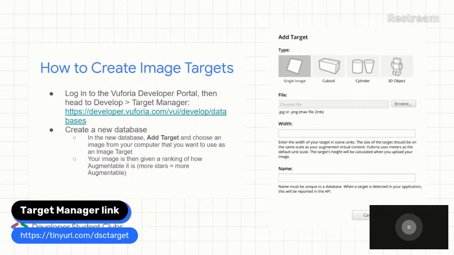So on the right-hand side is what it'll look like when you're trying to add a target. So you can choose single image, and then file would be the image from your computer that you want to make an image target of. And then you can also choose the width and what you want to call it. And then after you add that target, your image is given a ranking of how augmentable it is. So the more stars it has, the more augmentable it is, and the easier it is for your camera to detect it.